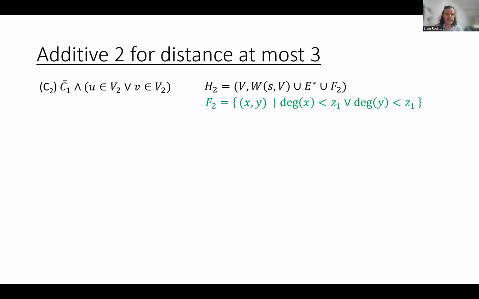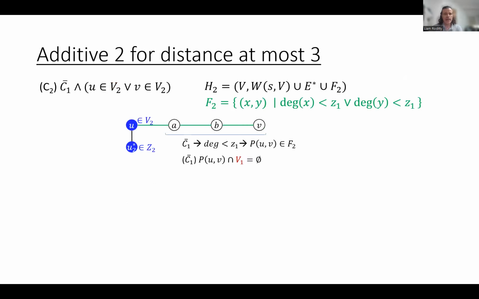A bit more interesting case is when we are in this case. What we have is that we know, because C1 doesn't hold, that the degree of all the vertices in the path is at most Z1, which means that all the vertices on the path are in F2. So when we compute for U star 2, or for every vertex in Z2, we get a distance which is +1, the exact distance between U and V.